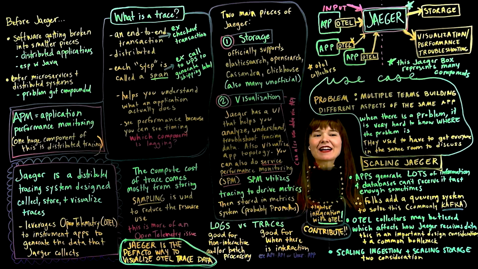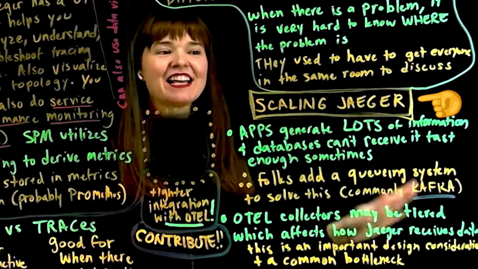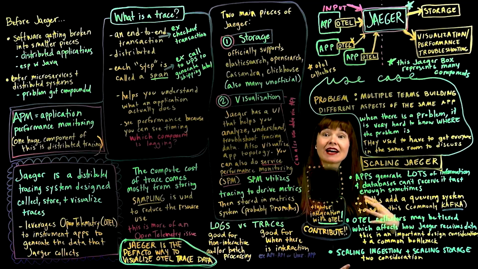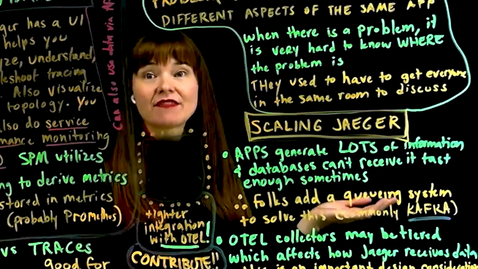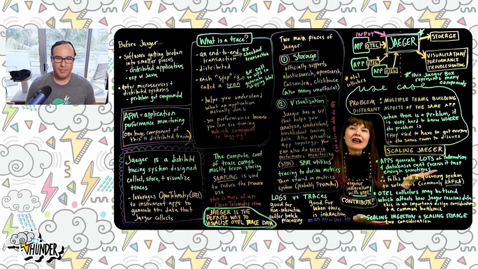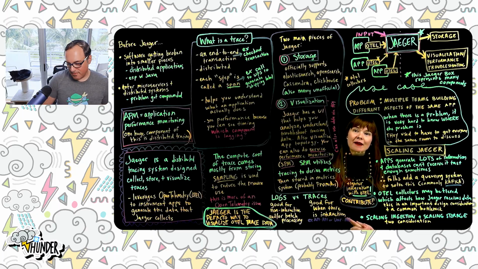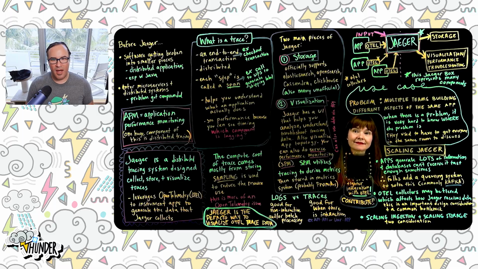And then the last thing we covered, I guess the second to last thing, is scaling Jaeger. So when these apps generate lots and lots of information, the databases can't always receive it fast enough. And so what should one do if they're having that problem? So usually you can either scale the database, but also you'll likely introduce some type of queuing mechanism. The most popular being Kafka, which is another open source project.